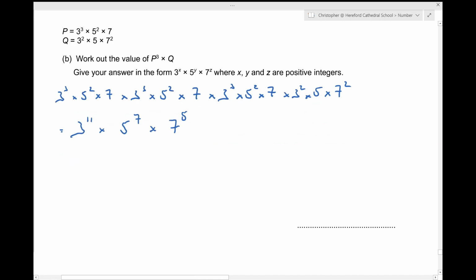Give your answer in the form 3 to the power of x, 5 to the power of y, 7 to the power of z, where x, y, and z are positive integers. I've done that, and there's my answer.